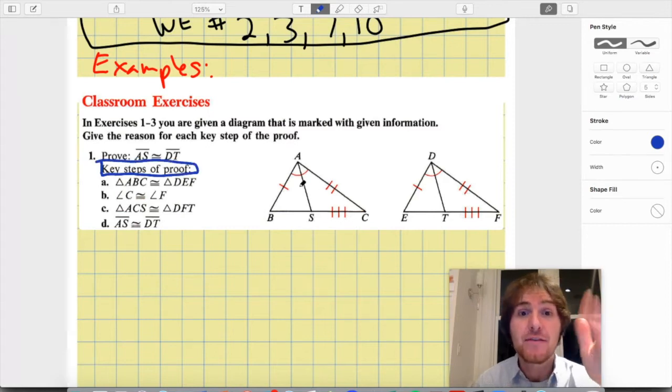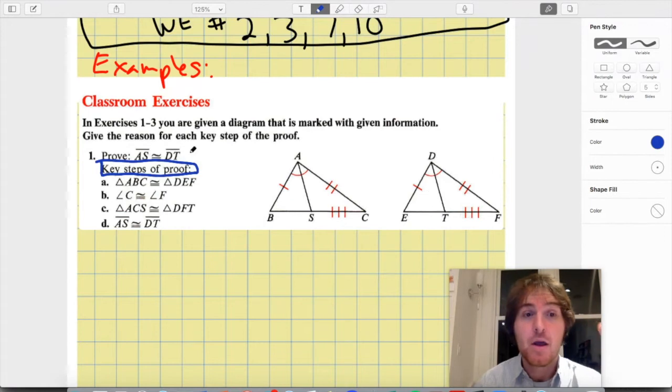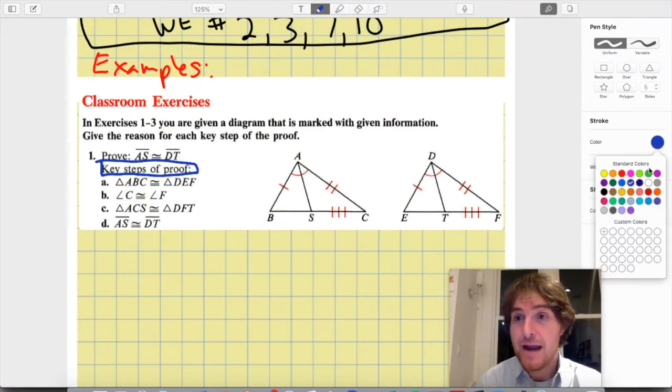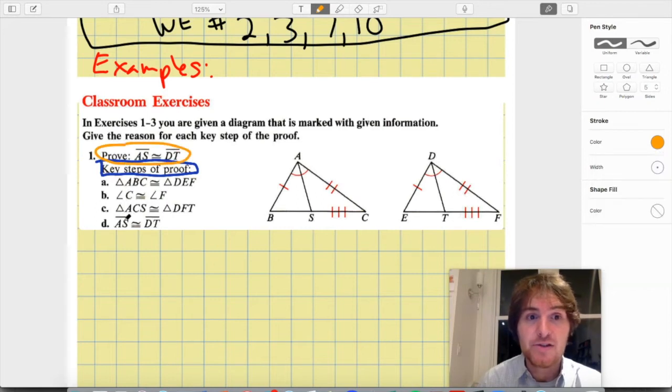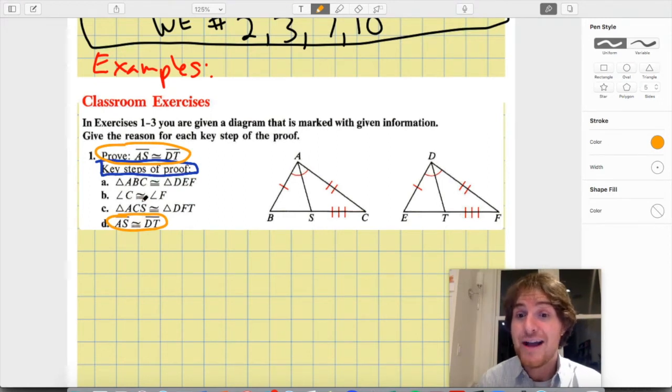So here we have some given information marked up. We are looking to prove something, right? This is the thing that we're eventually trying to get to in this proof, so that should be our last step. We just need to justify that. But before that, we need to justify why I know that's true, and why I know that's true, and why I know that's true. This is the final thing here.